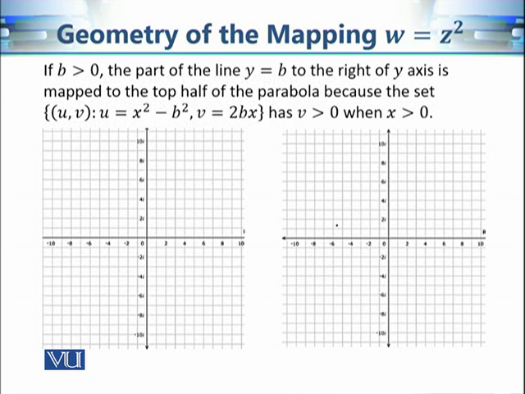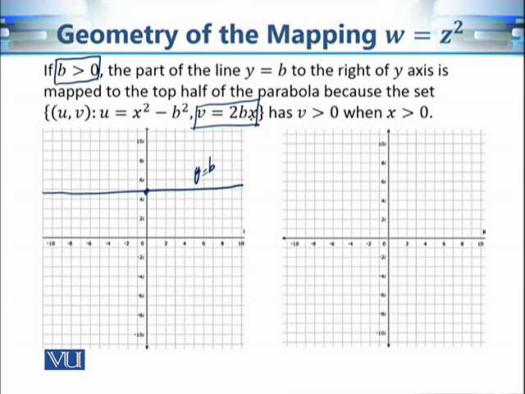Now on the same lines we can study which portion of the line will be mapped onto which portion of the parabola. So for example, if this is the line y is equal to b, and we consider the case b is greater than 0, so the line is above the x-axis or the real axis. And if we consider once again this equation, here b is greater than 0.